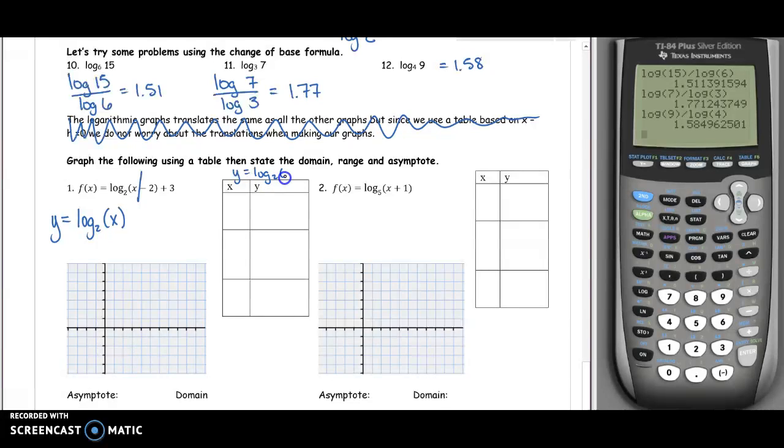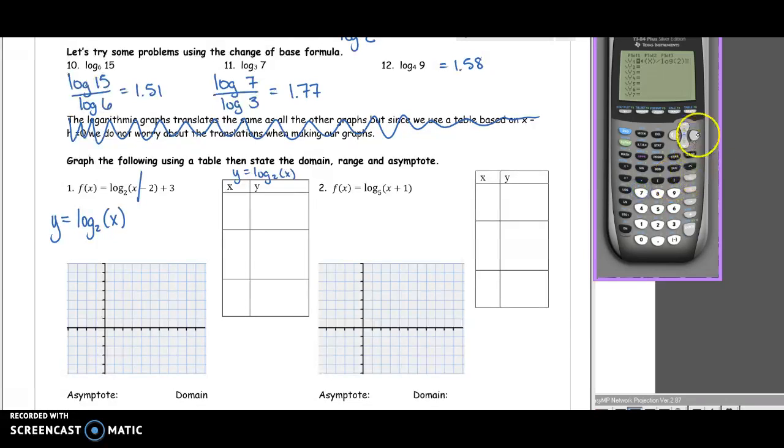Now here's the cool thing. If you have one of those older calculators that doesn't have the cool log base whatever feature, you can use the change of base formula for this. So I can punch in log button x divided by log button 2, and I will get the same thing as those of you who do log base 2 of x. So you can use an older graphing calculator for this as long as you're familiar with the change of base.